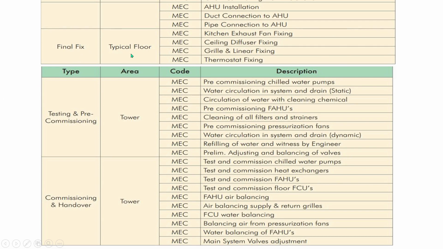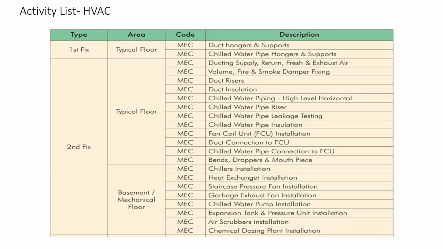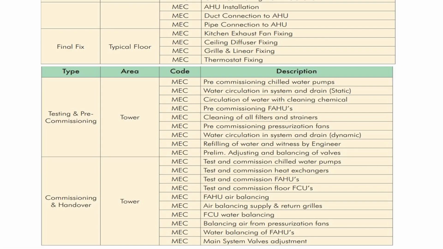Okay. Final fix: kitchen exhaust fan fixing, ceiling diffuser fixing, grill and linear fixing, thermostat fixing. Okay, if you see this clearly, in the first fix we will install only the hangers and supports. In the final fix we will install all the materials which come after the civil side installs the ceiling. Because kitchen exhaust fan fixing can be done only after all the construction activities in the kitchen have been done, as in the plaster and paintings and all that, then we can install the exhaust fan.